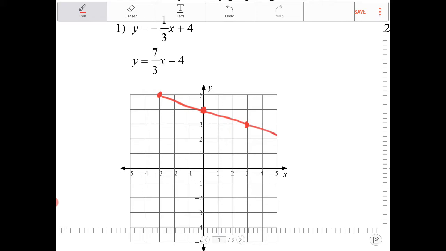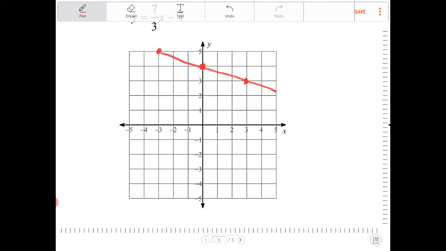All right, in the second equation, I have y equal to 7/3 x minus 4. So we have a y-intercept of negative 4, and a slope of 7/3, which means we're going to go up 7 and over 3. That's just going to be this point right there. So I've located my first point. It's located at (3, 3).